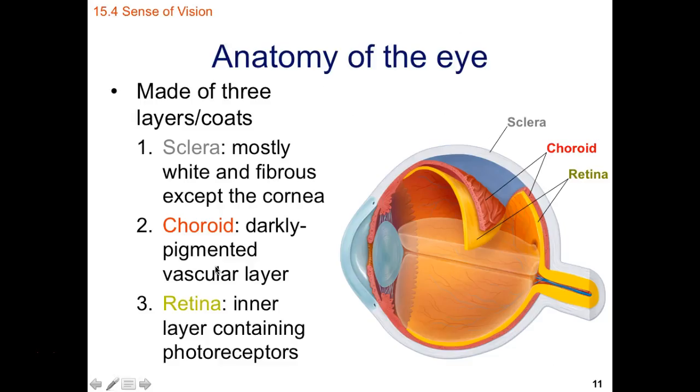Okay, next we're going to talk about the anatomy of the eye. So our eye can be broken down into 3 different layers. The outermost layer is the sclera, and it's the white part that you can see of your eye. At the very anterior part of your eye, we have our iris, which is the colored part, and the pupil, which is the black circle.